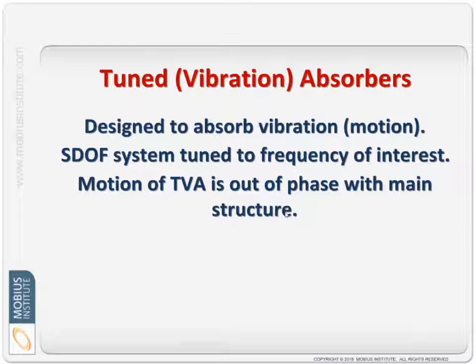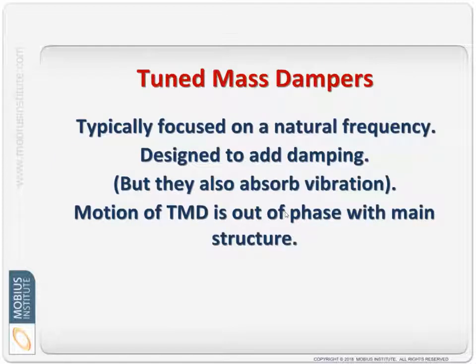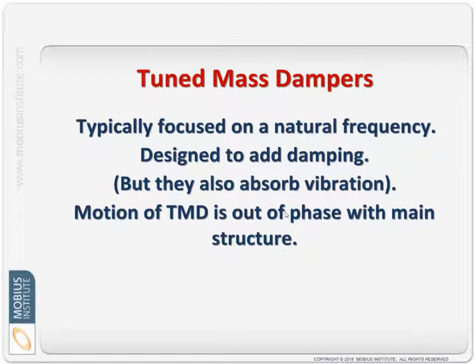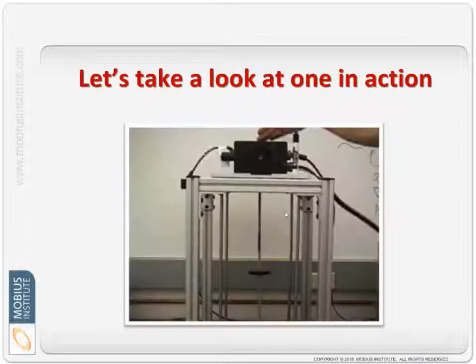So, tuned vibration absorbers are simply designed to absorb vibration, just motion. So it's a single degree of freedom system tuned to just the frequency of interest, the running speed of the machine, or whatever it happens to be. It's not a natural frequency it's trying to correct. Whereas a tuned mass damper is designed to focus on a natural frequency. Now in the case of tuned absorbers, we don't need to use damping, but in the case of tuned mass dampers, we can use damping or we don't have to. It just depends on the application.